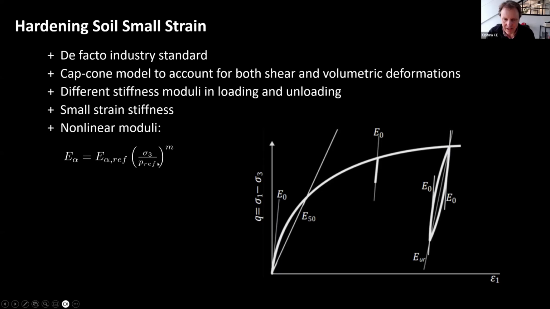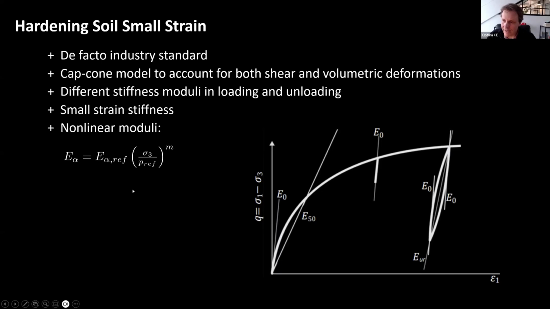So we have a reference E50 at a reference pressure, and that reference pressure in OPTUM and everywhere else is 100 kPa. And then we have sigma 3 divided by that Pref to some exponent, which for sand is about 1/2 or a little bit more, 0.7. So if we have a very large sigma 3, well, then we have effectively a larger elastic or E50 modulus, whereas if the sigma 3 is small, then the modulus also reduces as compared to the reference modulus.